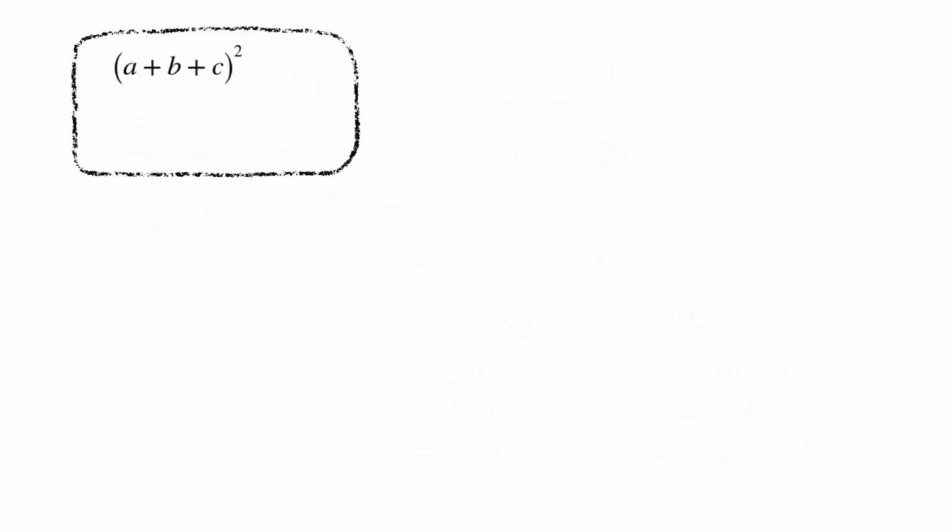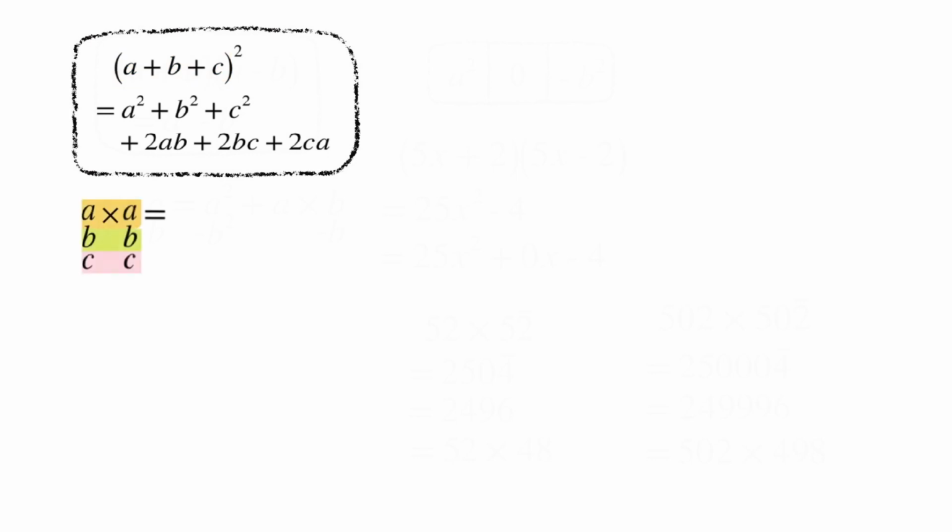The last formula, a plus b plus c times a plus b plus c. A squared b squared c squared. 2ab, 2bc, 2ca.